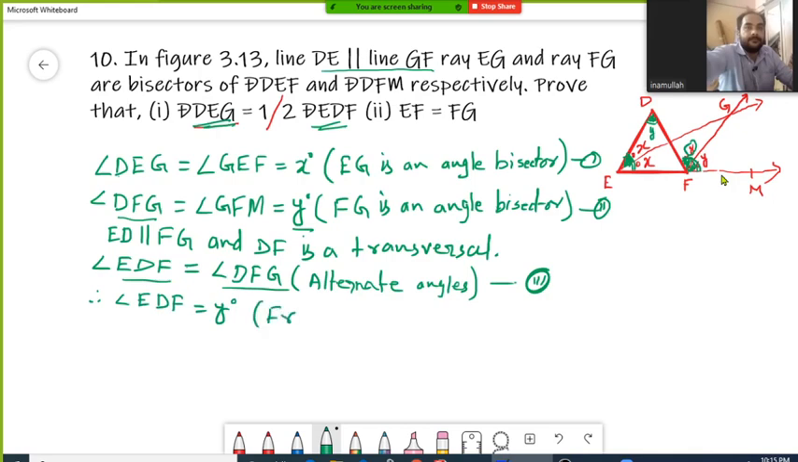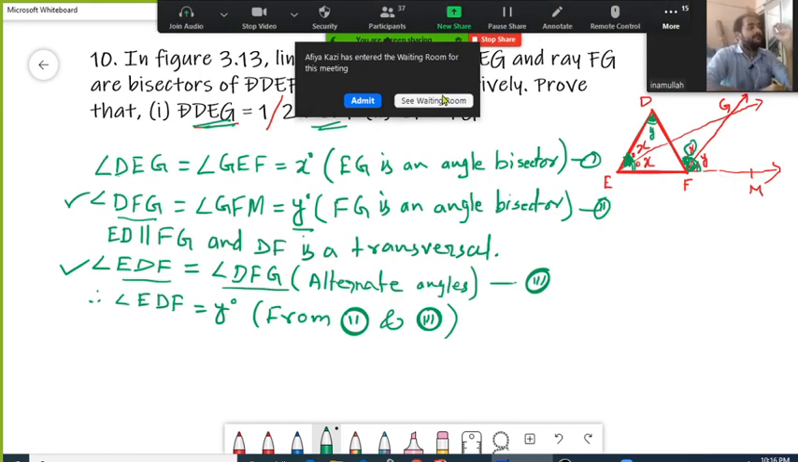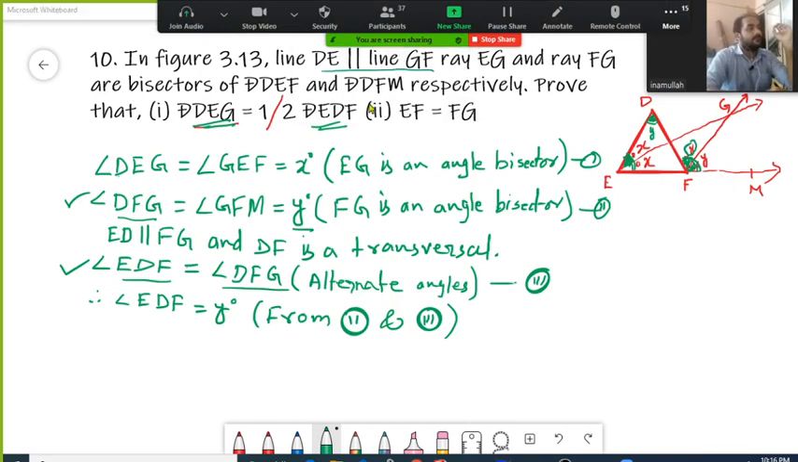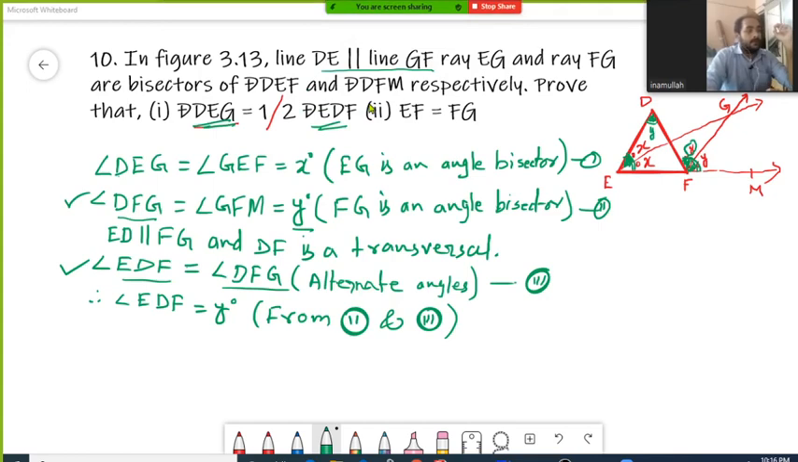This is from 2 and 3. That angle EDF is of y degree. Now it's time to prove that angle x and y are equal.